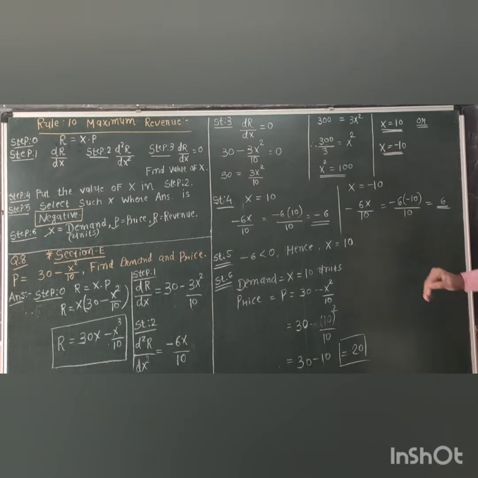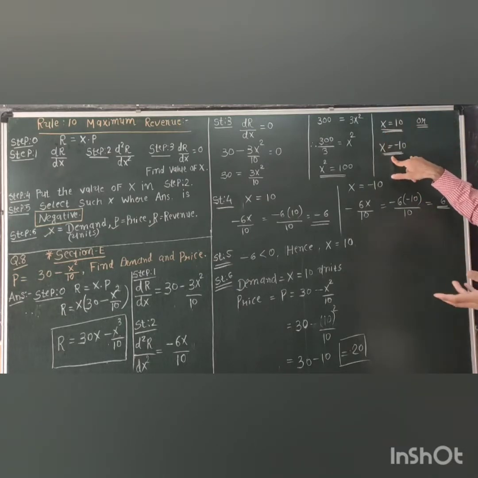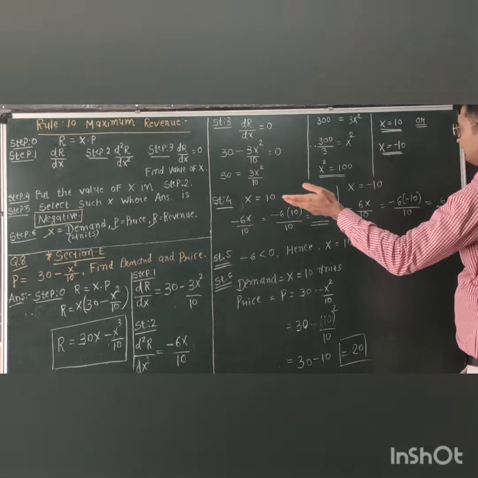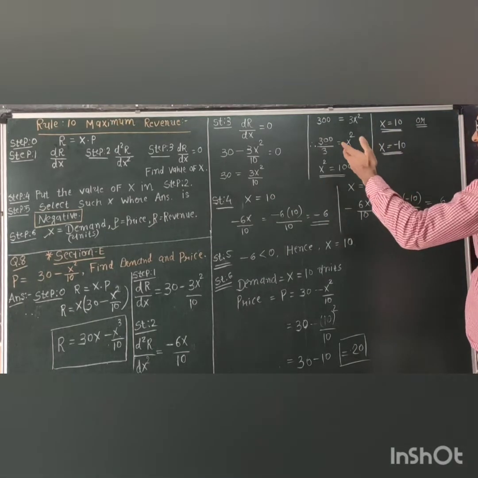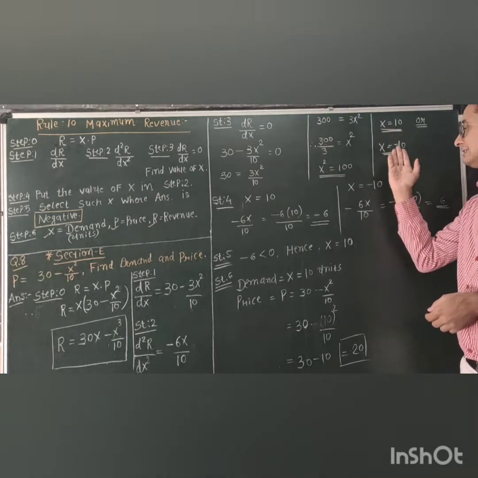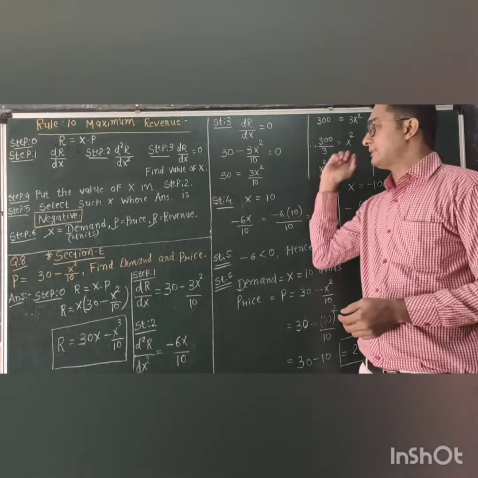And now if I take the square root of this 100, the answer may be 10 positive or 10 negative, because the square of positive 10 is 100, and the square of negative 10 is also 100. So we have to write that x is equals to 10 and x is equals to minus 10. This is step 3.